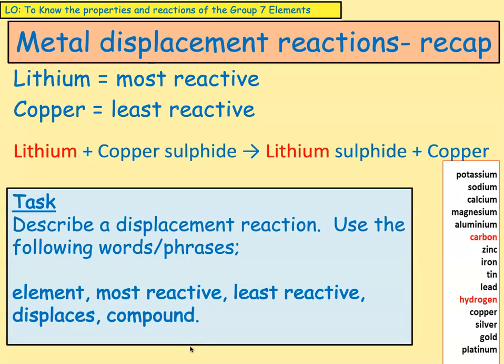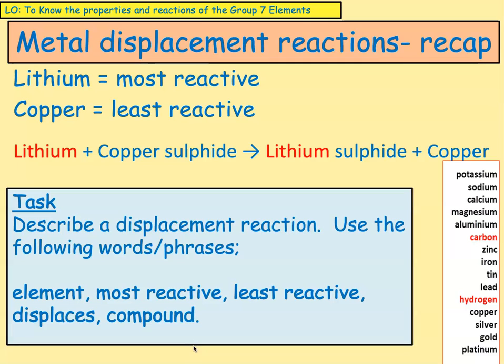Okay, so here we have a recap of metal displacement reactions. So lithium is the most reactive. Copper is the least reactive. So if I react lithium with copper sulfate, the lithium is going to displace the copper because it's more reactive. So lithium plus copper sulfate gives you lithium sulfate plus copper.